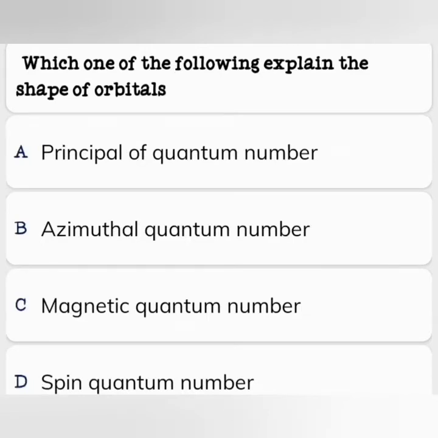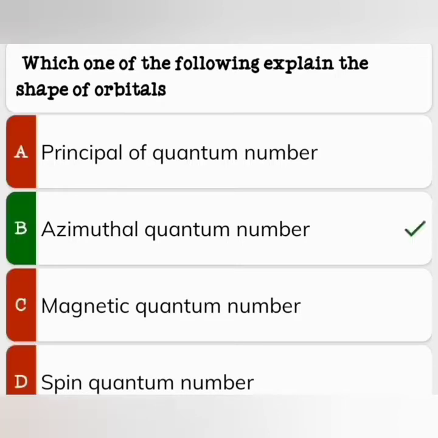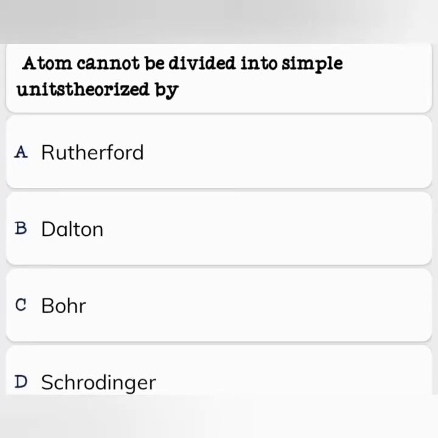Which one of the following explains the shapes of orbital? A. principal quantum number, B. azimuthal quantum number, C. magnetic quantum number, D. spin quantum number. Yeah, so the right option is B, azimuthal quantum number.